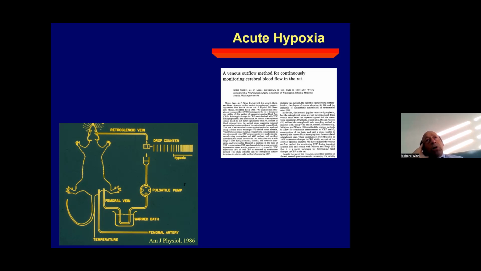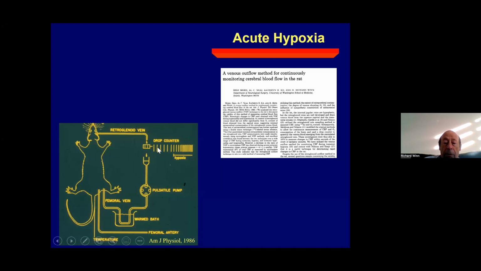a technique that would allow us to measure flow rapidly. And we developed this technique that had previously been tested but not widely used. I was a young lad in those days, and I didn't have a lot of grant support when I was just getting started, and I couldn't afford the more expensive ways, microspheres and so forth. And so we developed this technique where we would measure blood flow out of the transverse sinus of the rat, called the retroglenoid vein, and it would come out and you'd count the drops.